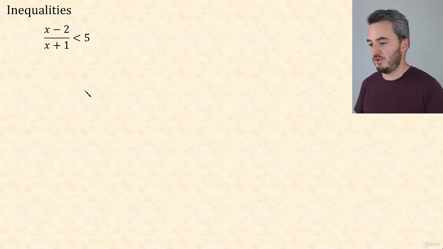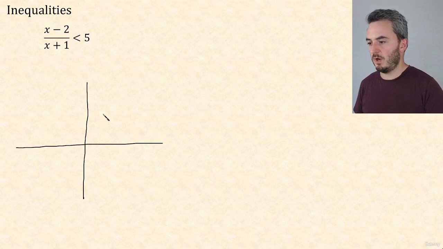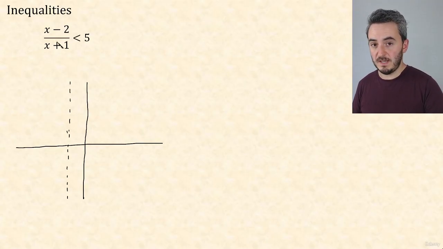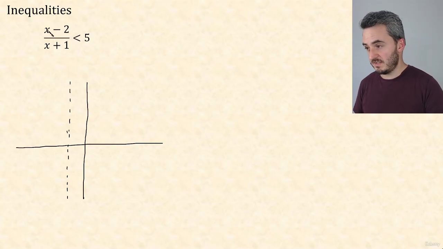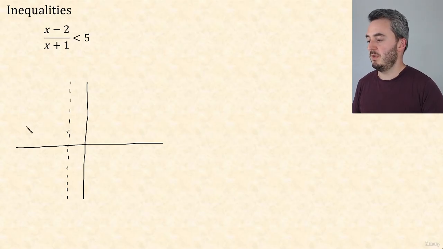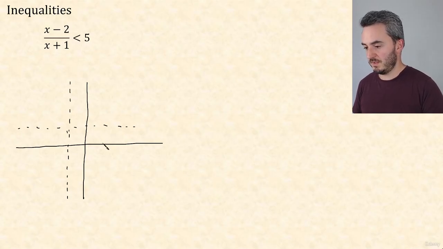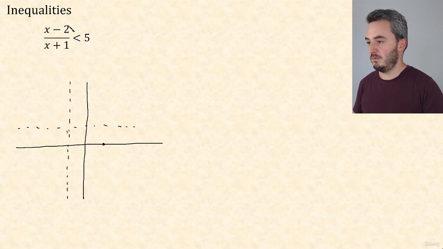So let's begin by sketching the curve x minus 2 over x plus 1. We know that this has a vertical asymptote at x equals minus 1. Now it has a horizontal asymptote because it's linear over linear. As x tends to infinity, the minus 2 and the plus 1 become irrelevant. We've got x over x, which is 1. So we have a horizontal asymptote at y equals 1. We have an x-intercept at x equals 2, so that's here. And we've got a y-intercept at minus 2 over 1, which is minus 2, so that's here.